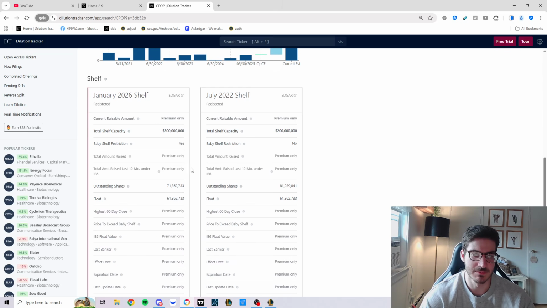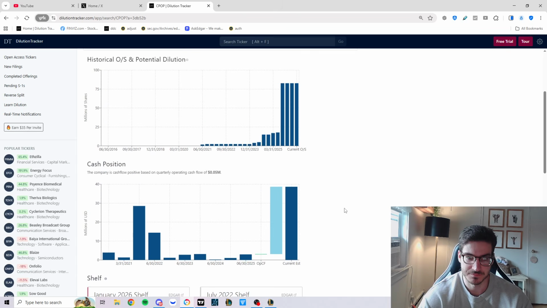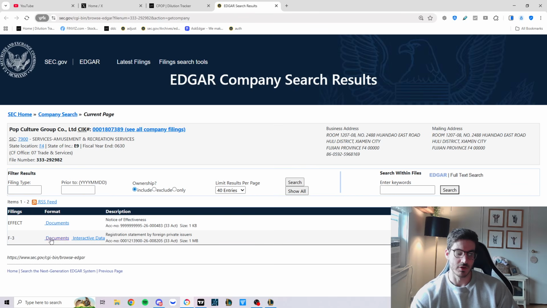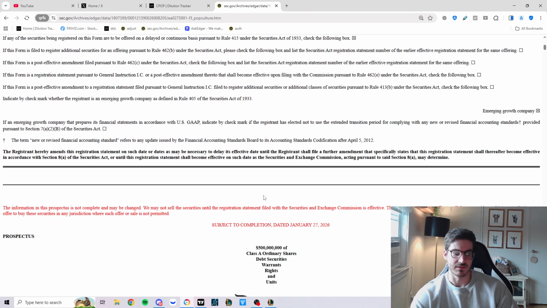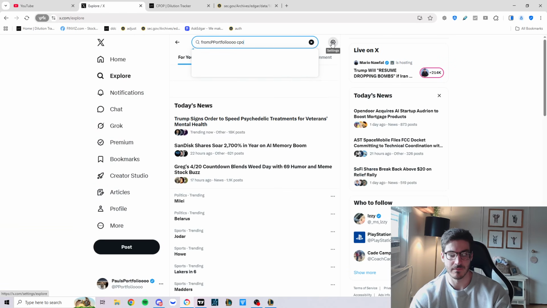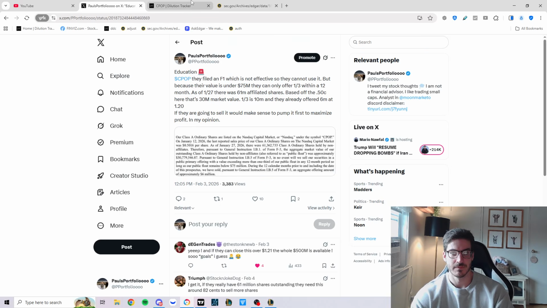It's not always something that is so bad. Actually, shelves are, in my opinion, one of the least toxic, because a lot of times they're not able to sell as much as you think. A lot of them have what's called a baby shelf restriction. If you pull up the F1, it should talk about it. I actually did a tweet on this with CPOP and talked about it a little bit, a little education here.